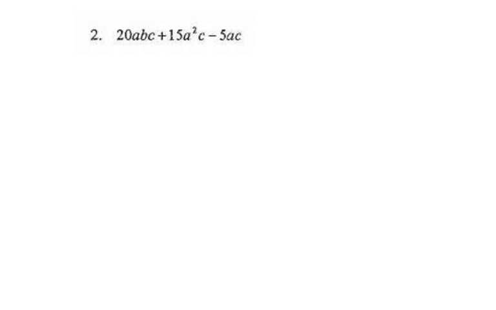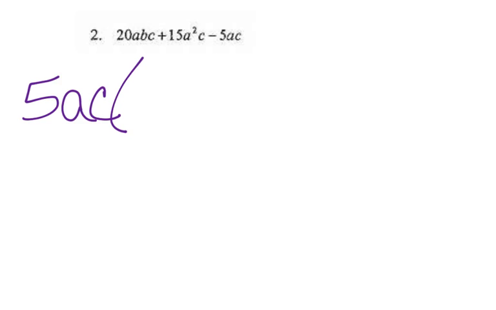Looking at number 2. We have a 20, a 15, and a 5. They all divide by 5. It's okay to have more than 2 terms. They all have an a, smallest exponent is 1. They do not all have a b, so I can't pull it out. And they all have a c, smallest exponent was 1. So I'm pulling out 5ac.